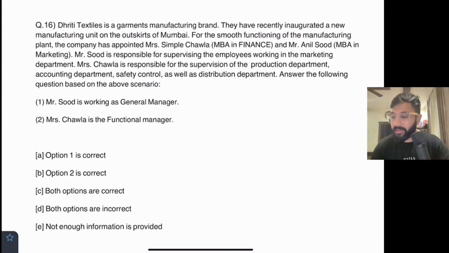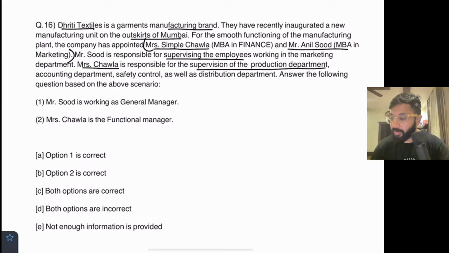Okay. Question number 16. Dhriti Textiles is a garment manufacturing brand. They have recently inaugurated a new manufacturing unit on the outskirts of Mumbai. For the smooth functioning of the manufacturing plant, the company has appointed Mrs. Chawla and Mr. Anil Sood. Mr. Sood is responsible for supervising the employees working in the marketing department. Mrs. Chawla is responsible for supervision of the production department, accounting department, safety control as well as distribution department.